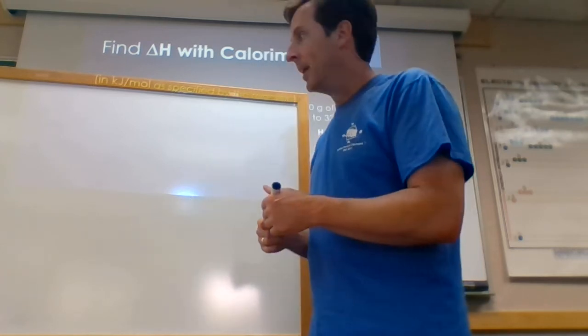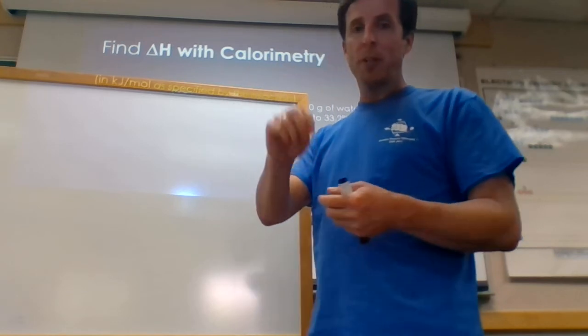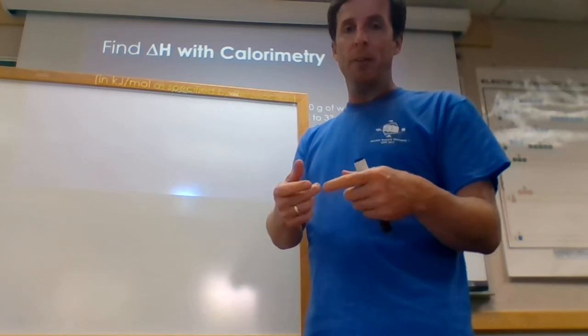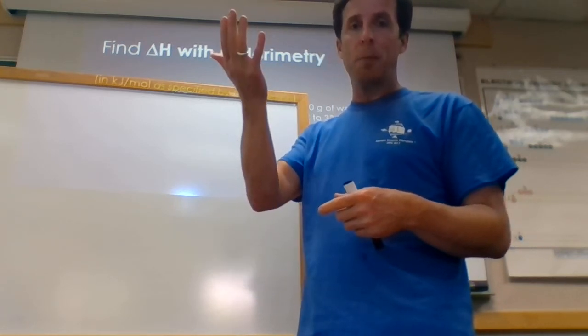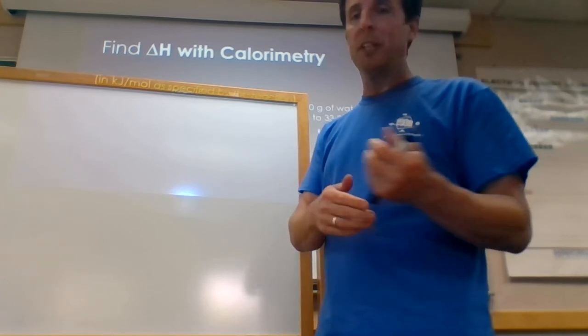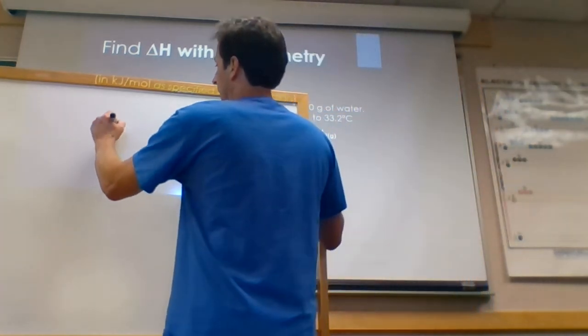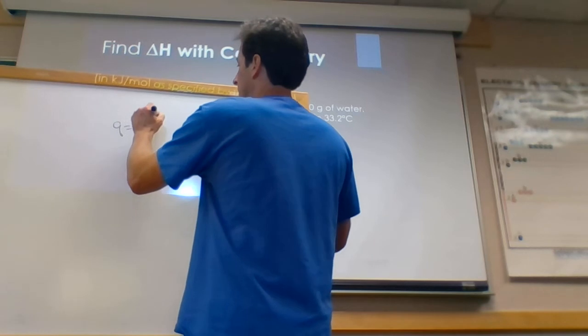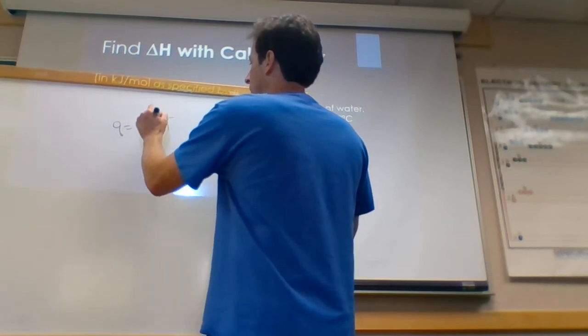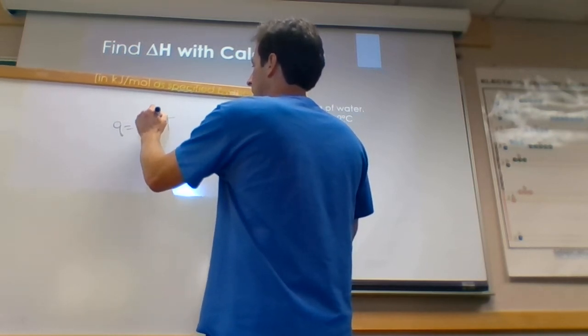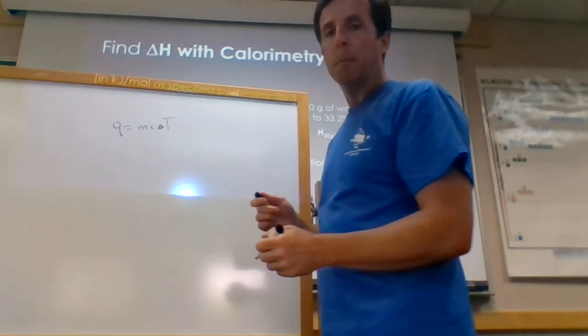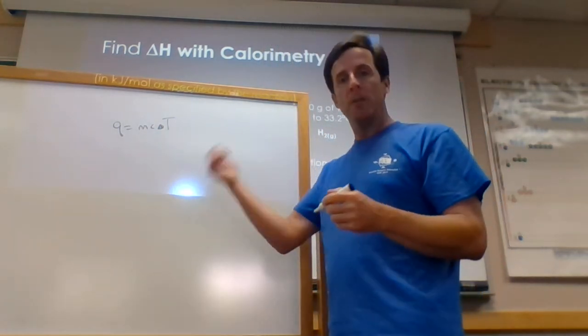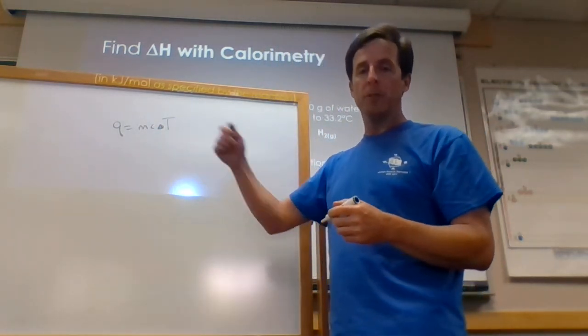Okay, so calorimetry. When I drop the sodium in, it gives off heat. When it reacts, the temperature of the solution goes up. I'm going to use Q equals MC delta T to find the Q value, and then I'm going to use Q to find delta H.